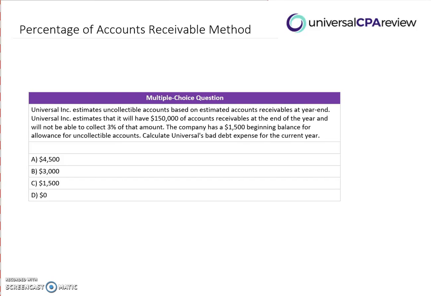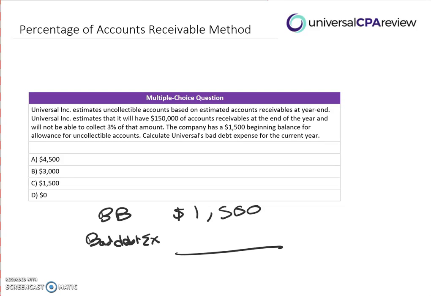So we need to first calculate our ending balance. So that is going to be based on the percentage of accounts receivable at year end. So we know our beginning balance is $1,500. And we're going to be calculating our bad debt expense, right? So in order to do that, we first have to determine our ending balance. We know this based on our percentage of accounts receivable. So we know that that is going to be 3% of 150,000, right? 3% of 150,000, and that is going to equal $4,500.